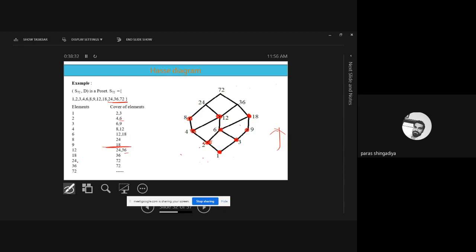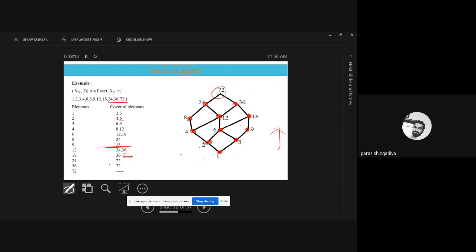Now still 4 entries remain. Clear? So 24 and 36, these are the cover elements of 12. And 36 is also common for 18. So assign the places of 24 and 36. That should be above the places of 12 and 18. So 12 with 24, 36. Clear? And here it is 8 with 24, 12 with 36, 18 with 36 only. Okay, so up to this we have done.